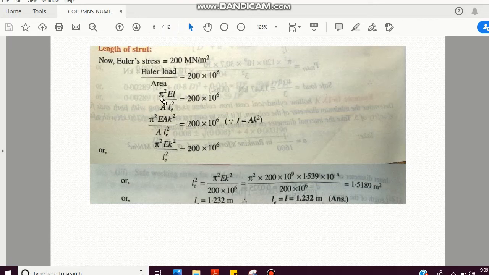So the Euler's load is pi square EI by L square into A, and the I is A into K square. So A cancels out. So pi square E K square by L E square. So the equivalent length becomes 1.5189 meter square. So for pin joint or hinge joint, the equivalent length is equal to the actual length, we know that.